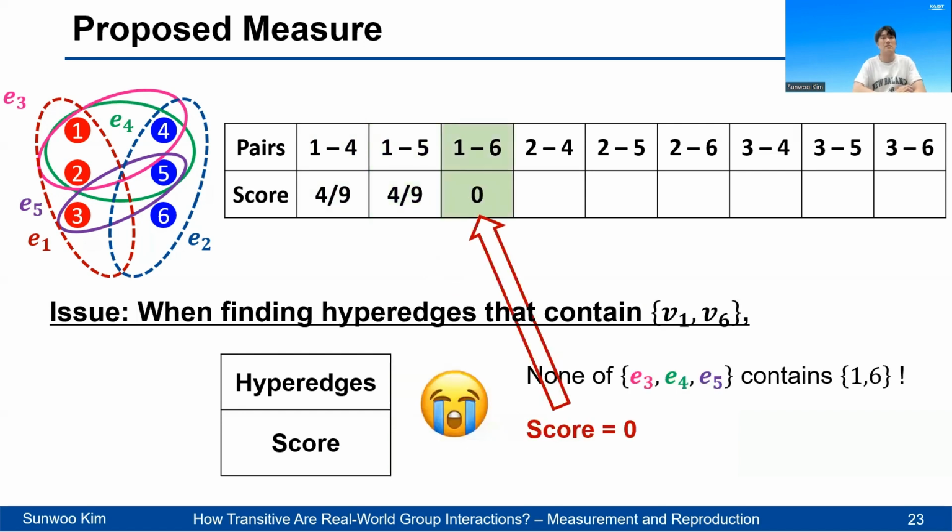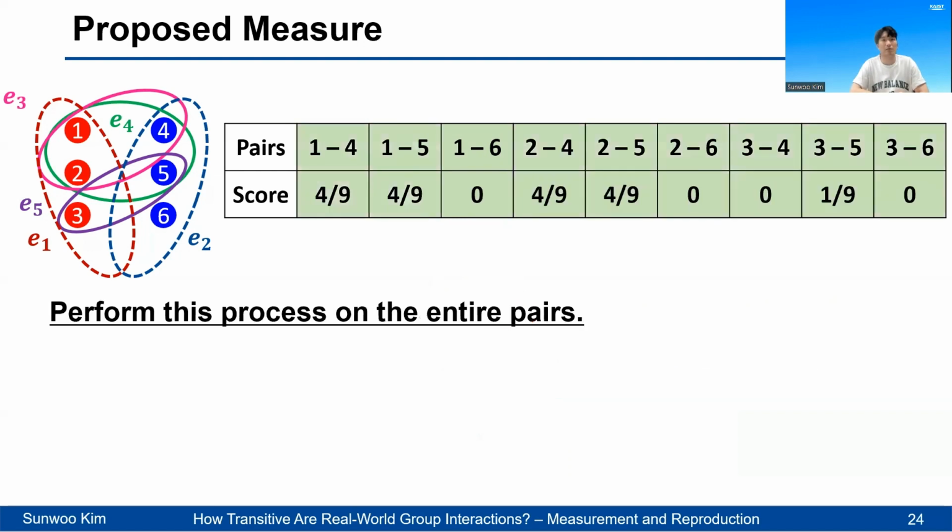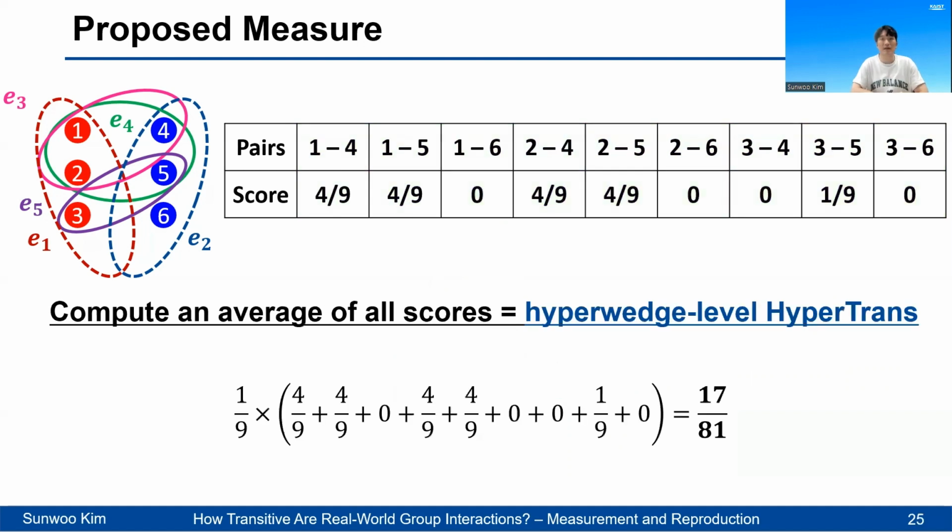On the other hand, note that there is no hyperedge that contains the pair of node 1 and node 6. In this case, the score of the corresponding pair becomes 0. We perform this process on all pairs. At last, we compute the average of all scores, and the resulting average value, which is 17/81, is the hyperwedge transitivity value computed by the hyperwedge-level HyperTrans.